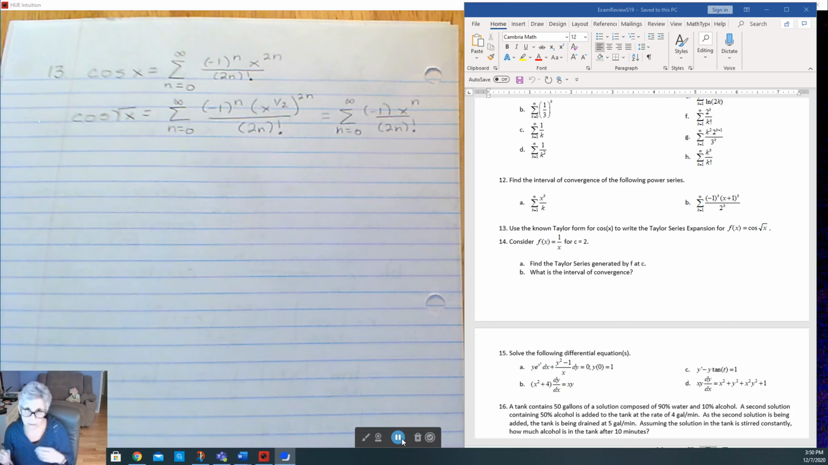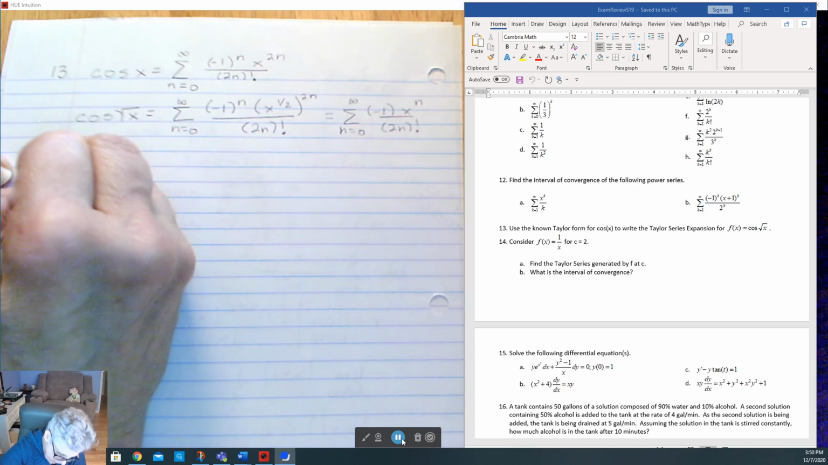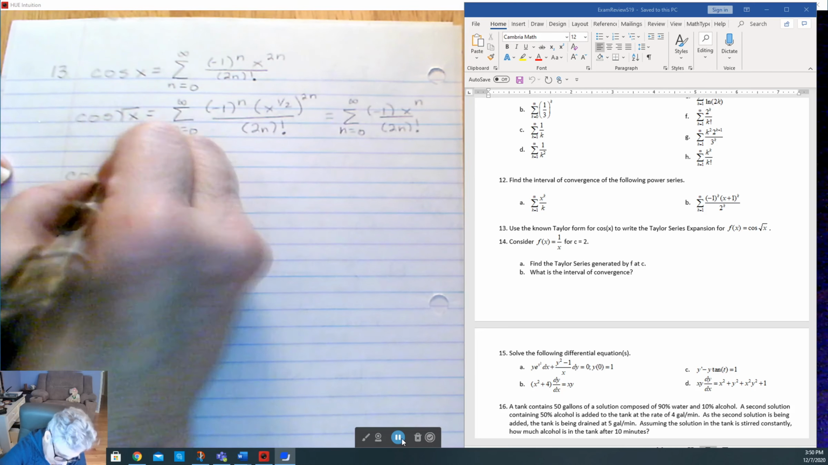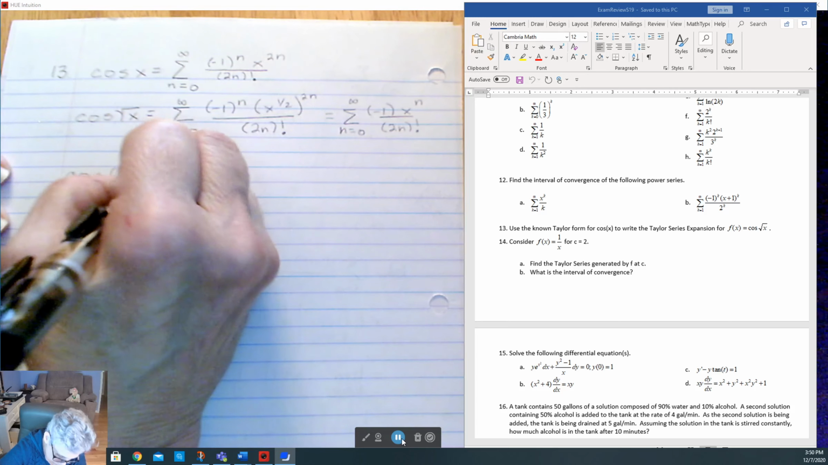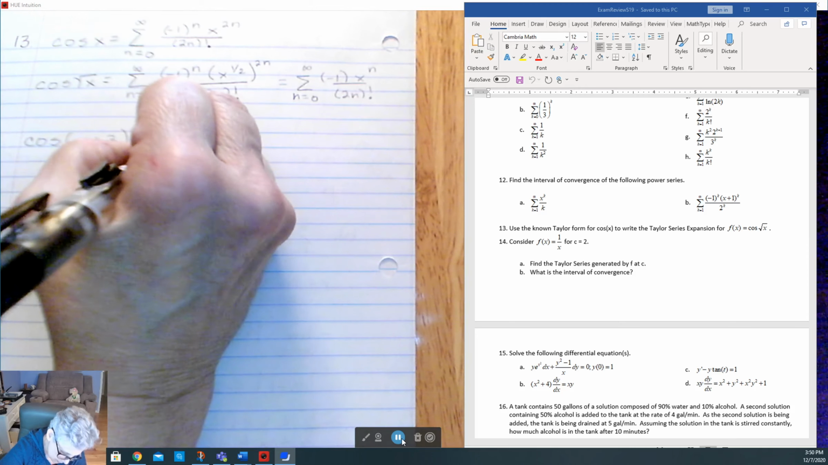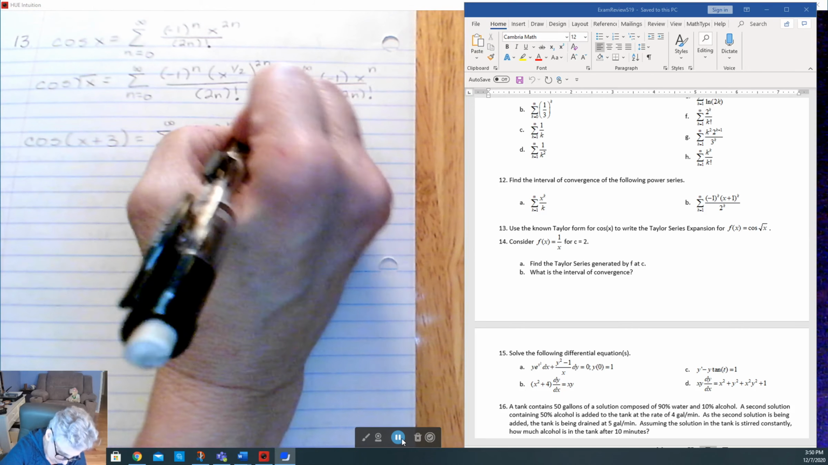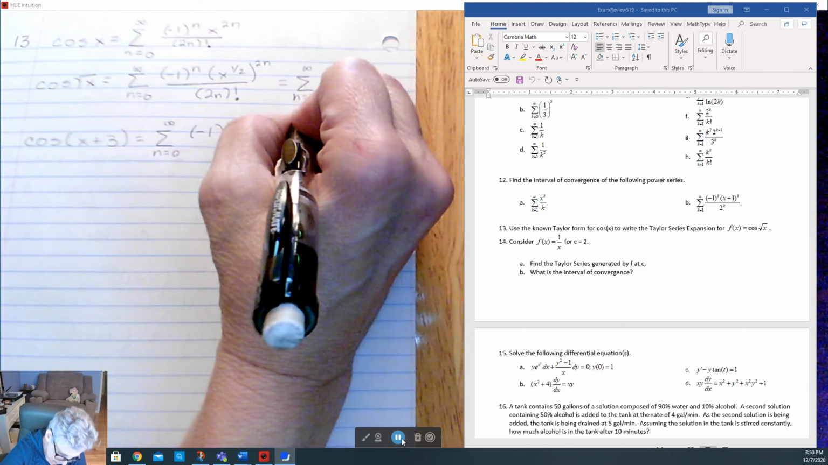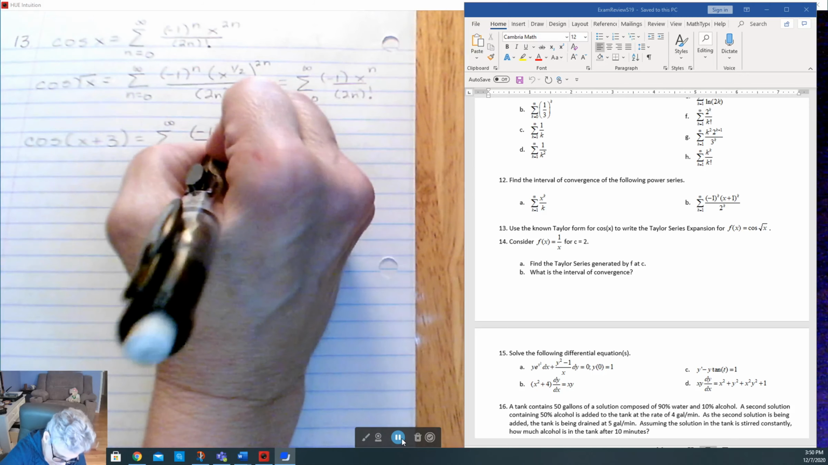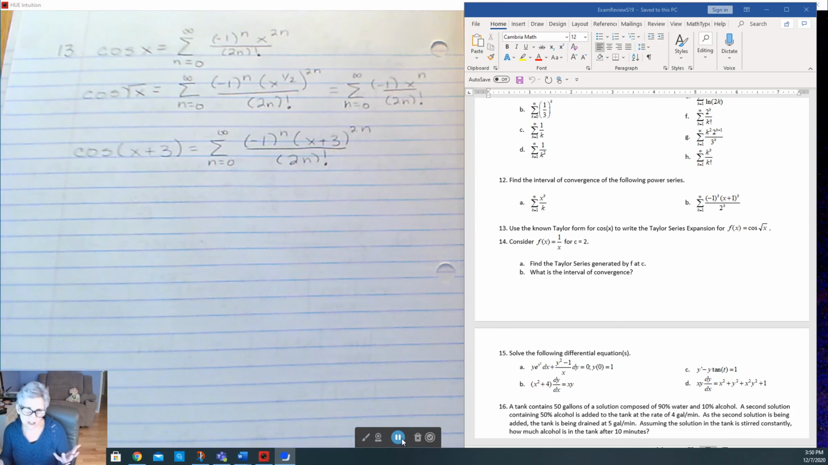So I want to do a couple more examples, which works out fine because I cut that last video off, and this one will be really short if I don't add something to it. So let's figure out cosine of x plus 3. Then you would do the sum, n goes from 0 to infinity, (-1) to the n, x plus 3 to the 2n over 2n factorial. So that's really easy.